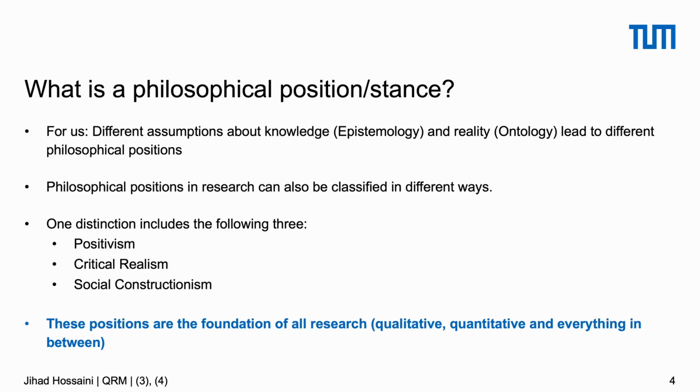Okay. So for us, a philosophical position, a philosophical stance, the basis of our theoretical foundation, always has different assumptions about knowledge and different assumptions about reality. These different assumptions lead to certain kinds of philosophical positions. These positions can be classified in different ways. For us, we will look at three different stances: positivism, critical realism, and social constructionism.